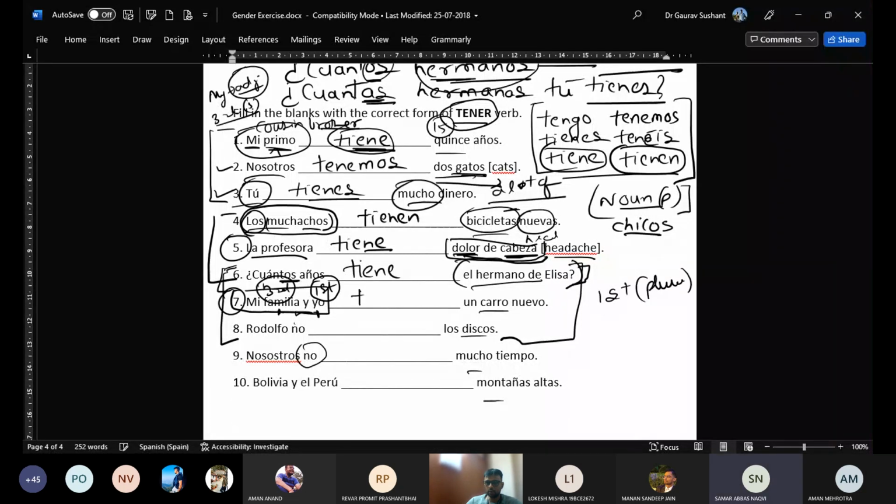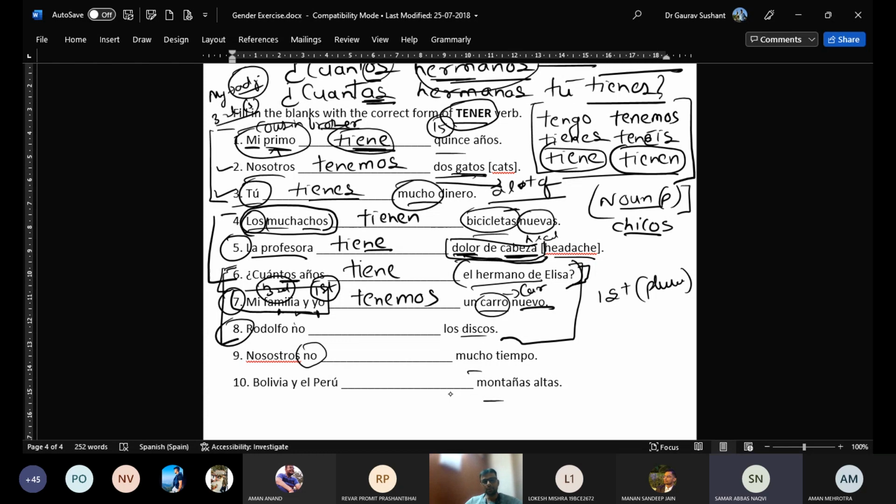Yo, so it'll be tengo. No, it will be first person plural. Oh, sorry. When you are just using tengo, then you are just referring to yo. Tenemos, tenemos. So it is like nosotros, isn't it? Like my family and I. So when I say it like this, it is like us, like we. Same thing here also. Mi familia y yo tenemos un carro nuevo. So carro is a car and nuevo is new.